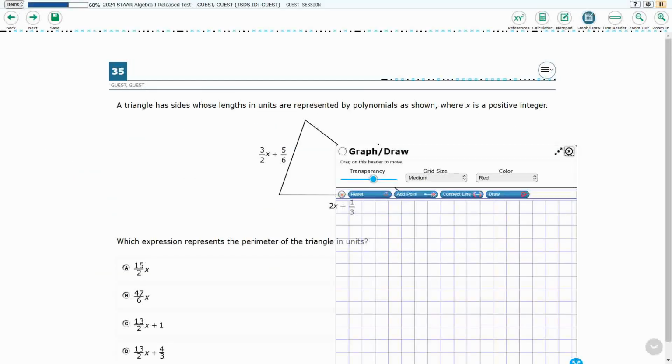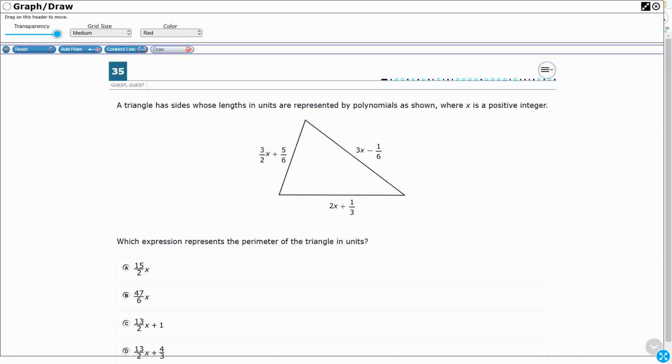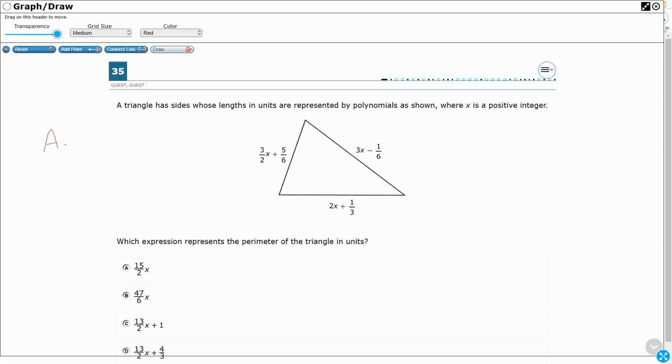For number 35, we are looking at adding and subtracting polynomials. This is standard A.10a. So we need to add and subtract these polynomials. They give us a problem asking about the perimeter of this triangle, but really we just need to take these three expressions and we need to add them. So let's think 3 halves x plus 5/6. That's one expression. Let's do the 3x minus 1/6. That's the second expression. And then the 2x plus 1/3.